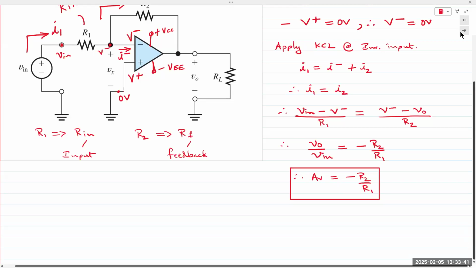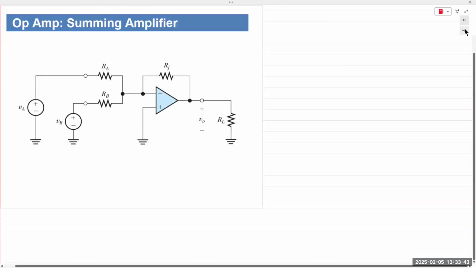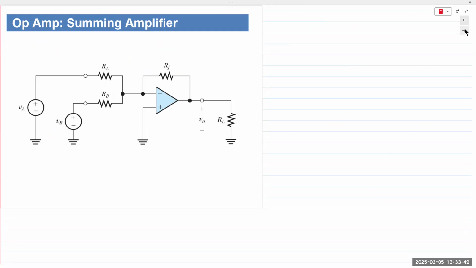The next one up is the summing amplifier. In the summing amplifier, as the name suggests, the circuit functions as an adder. It performs the mathematical operation of addition, summing up the inputs, hence a summing amplifier.